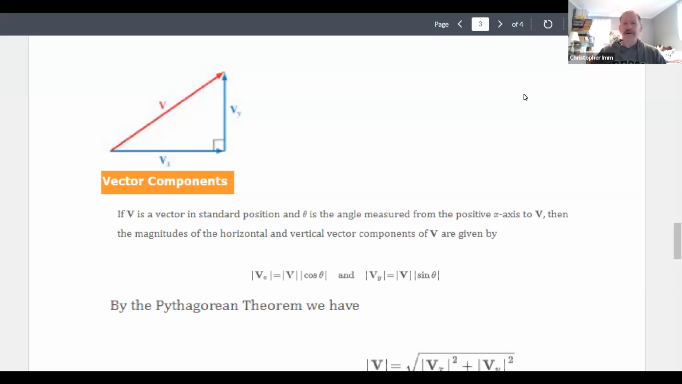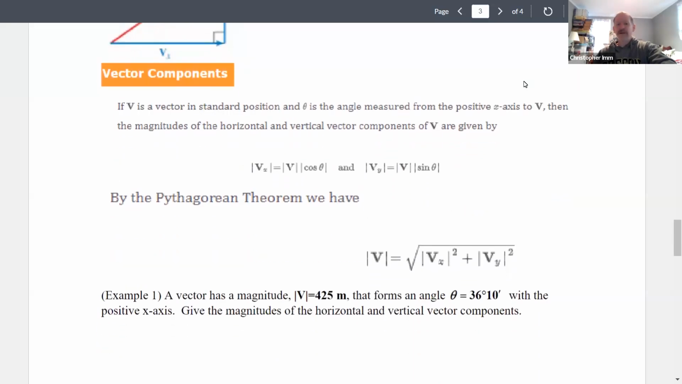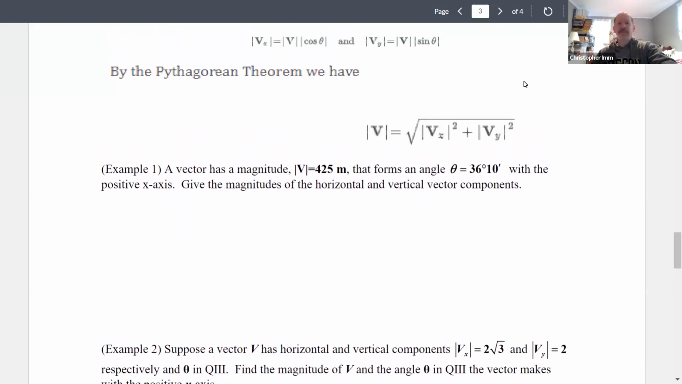So the horizontal component, v sub x, is equal to the magnitude of the vector times the cosine of the angle from the positive x-axis, and the vertical component of the vector is going to be the magnitude of the vector times the sine of that angle from the positive x-axis. We also talked about the total length of the vector being given by the Pythagorean theorem. So now what we're going to do is work with those components. So let's look at a couple examples here.